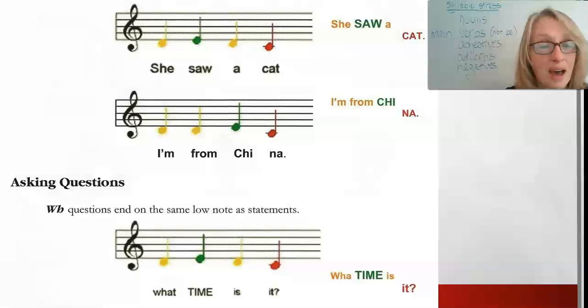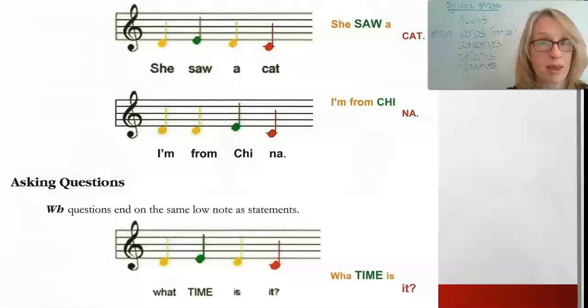Great. So let's look at asking questions. Because sometimes that is a little bit confusing. Some people think that your voice has to go up at the end of a question, but that's not always the case. Here's an example. What time is it? What time is it? You can hear that the voice is going down at the end of a sentence.